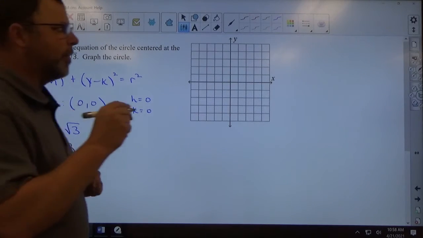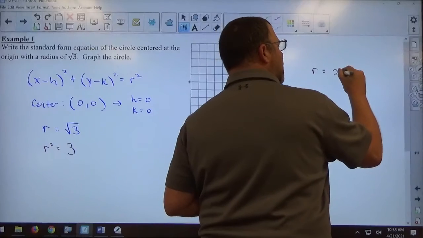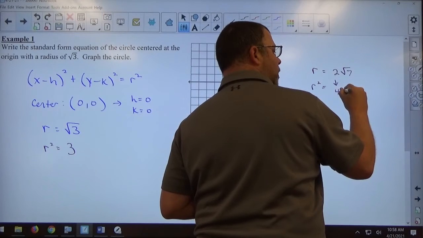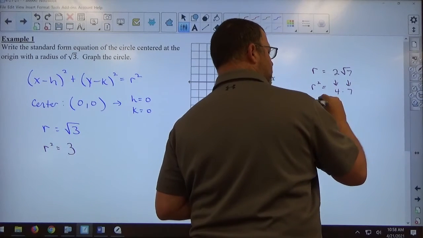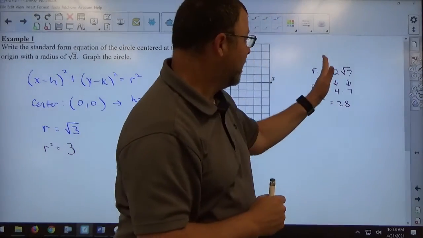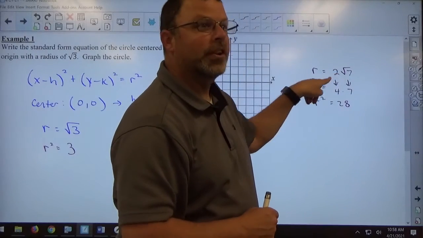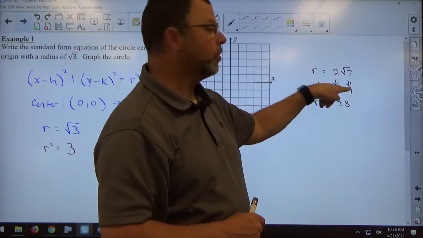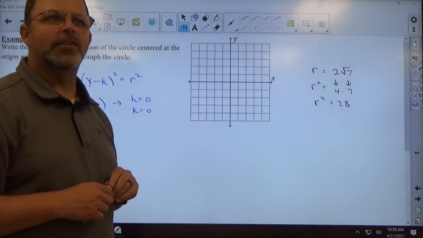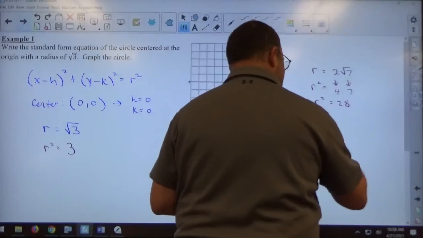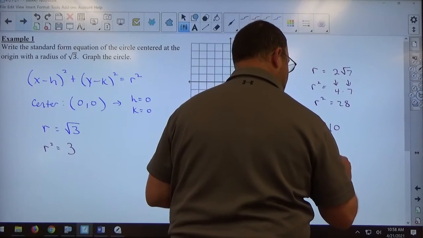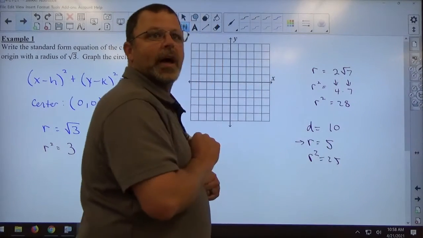Just on a side note, if they told me the radius, let's say, was 2 times the square root of 7, r squared would be 2 squared, which is 4, times the square root of 7 squared, which is 7, which would be 28. So if they give us a radius that's not just a single radical, but some number times a radical, make sure both objects get squared. The radical squared just makes a non-radical. The number squared makes the square number, and then multiply the two together. If they tell you the diameter is 10, what's the radius? 5, so then r squared would be 25. Always find the radius and then square that to make your equation.